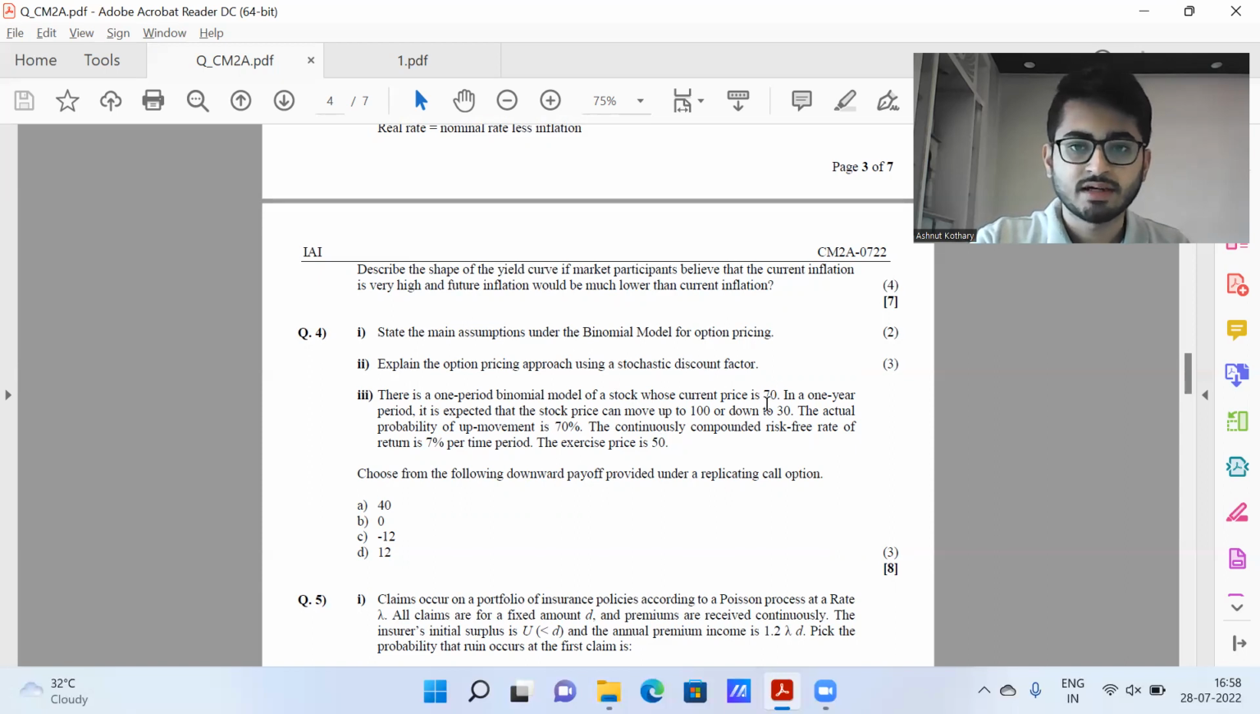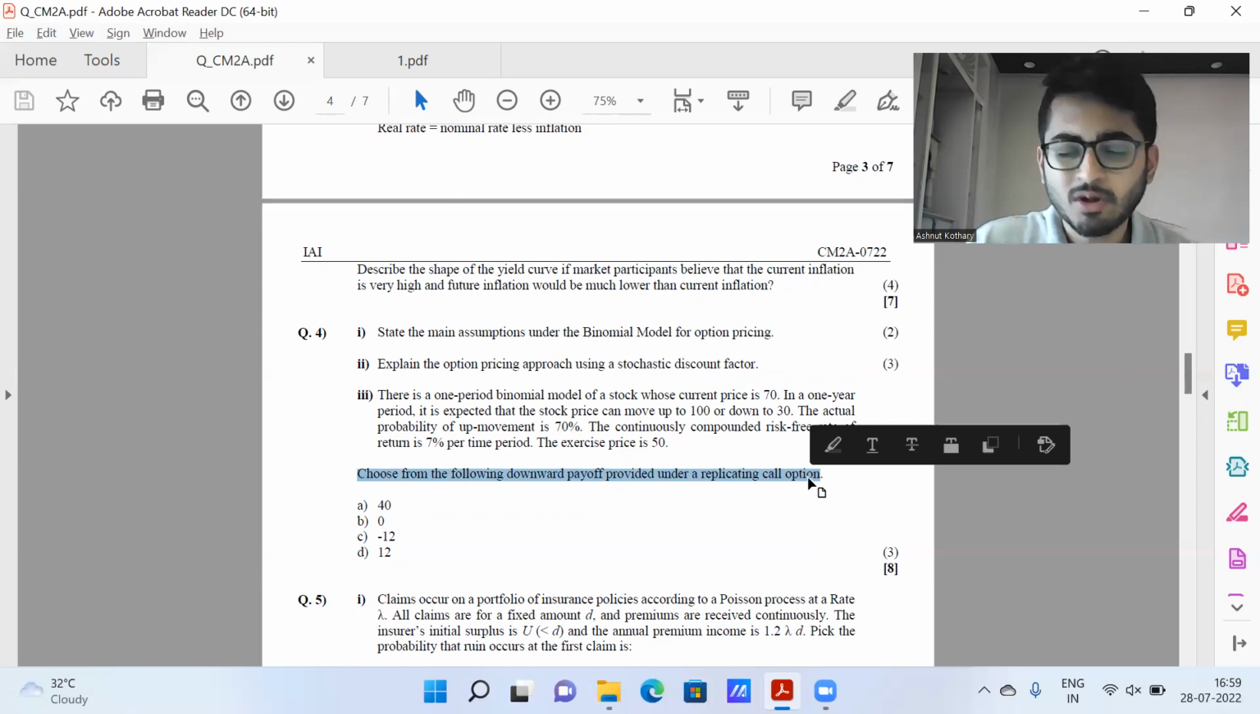For part 3, again, there is a one period binomial model. Current price is 70, it can go to 100 or 30. The probability of upward movement is 70%, and the strike price is given to be 50. Now the question states, choose from the following the downward payoff provided under a replicating call option. So again, the question is not actually clear, honestly, in my opinion, and also 3 marks devoted looks a bit high. So what I have assumed is that they are simply asking what shall be the payoff in case the stock price moves down. So the exercise price is 50.